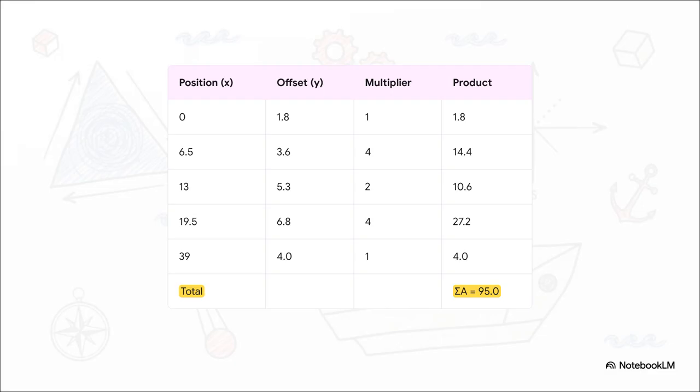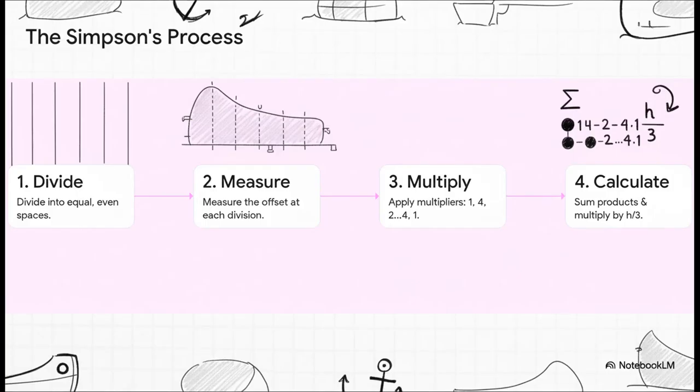So how does it actually work in practice? Well, we use a simple table like this one. We measure the height, or what we call the offset, at a bunch of evenly spaced intervals. Then we apply this specific pattern of multipliers. It always goes 1, 4, 2, 4, 2, 4, and so on, always ending with a 1. We multiply each offset by its multiplier to get a product, and then we just sum up all of those products. Let's just boil this down to a simple 4-step recipe.